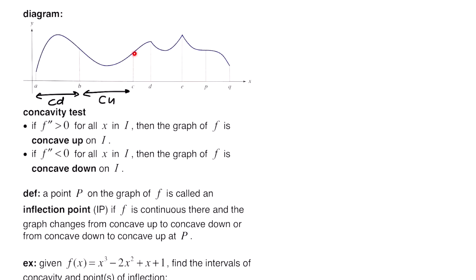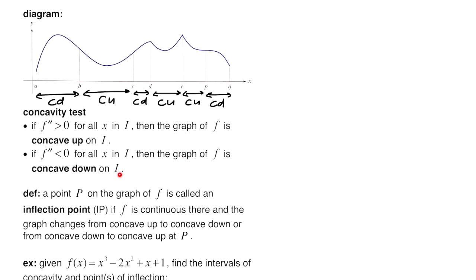Right here, it's not so obvious, but this is going to be concave down. Here it's concave up, and here it's also concave up. And finally, from P to Q, it's concave down. We have a concavity test. It says if f double prime is positive for all x in an interval I, then the graph of f is concave up on that interval.